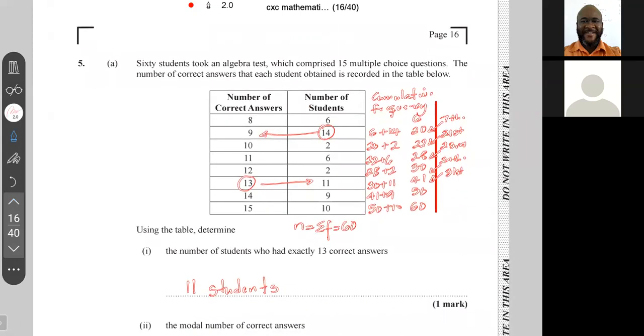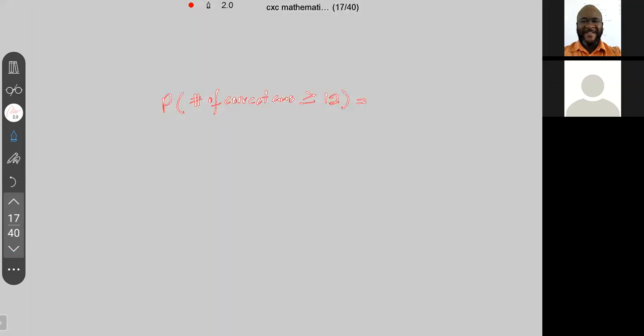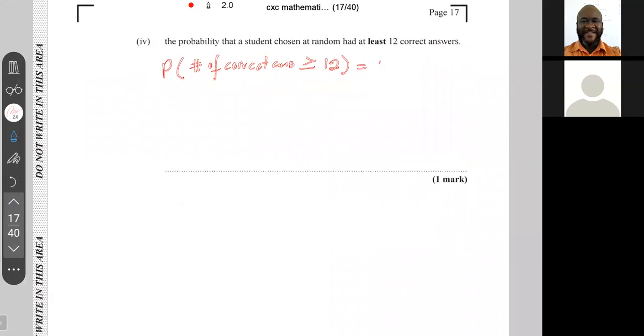So let us find out how many students had 12 or more than 12 answers. That's all of these students here. These students had either 12 answers correct or more than 12. In total, that is what? 32. So this is 32 out of 60 students. So this is 32 divided by 60.